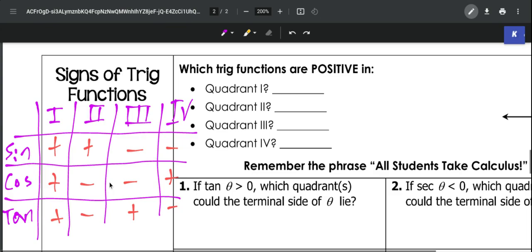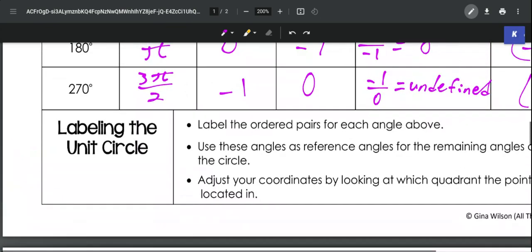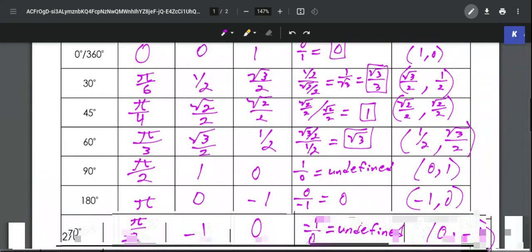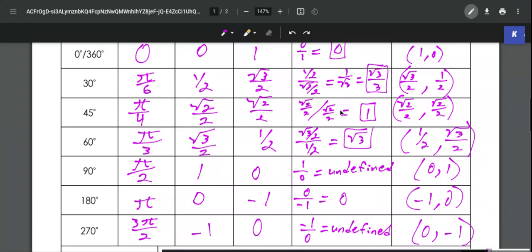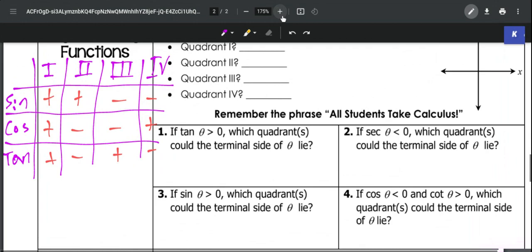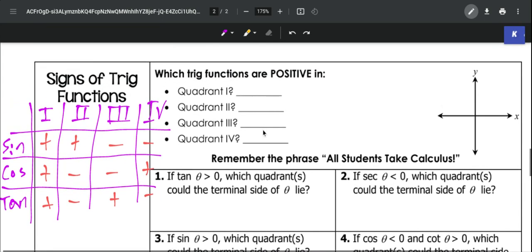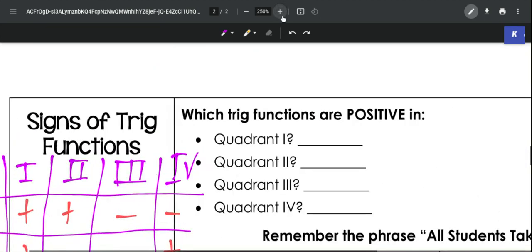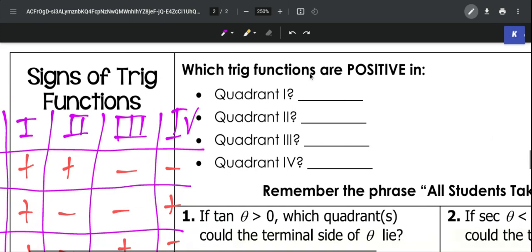That's going to help you because what we'll do is we'll use some of these angles here and actually figure out the values, but then they may have to be plus or minus depending on what trig function you have and what quadrant it is in. So our trig functions, this is just talking about when they're positive.